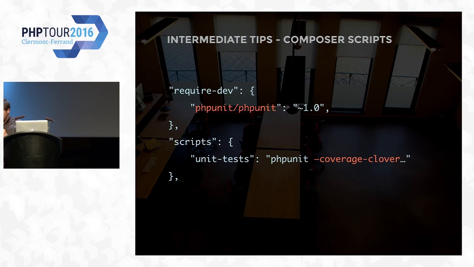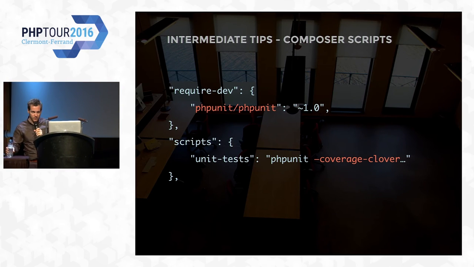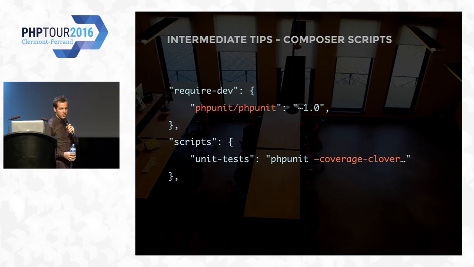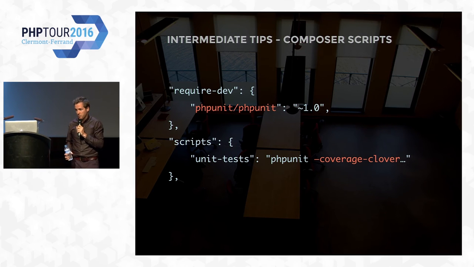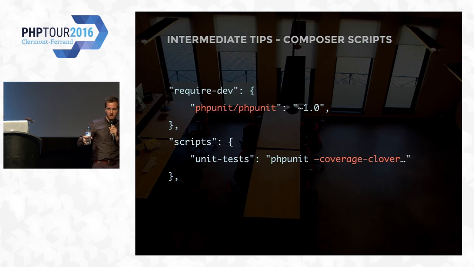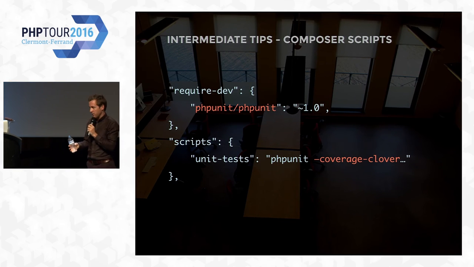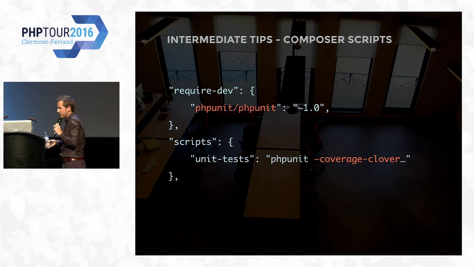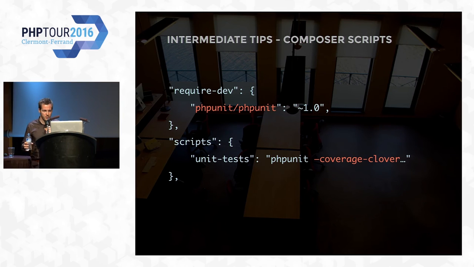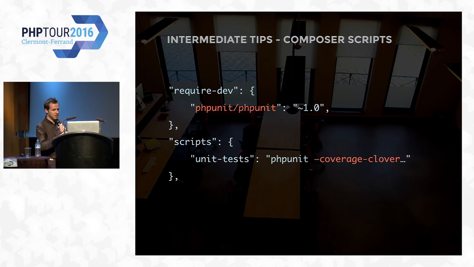You can actually add custom scripts to Composer. So inside the composer.json file, add to the scripts block a unit test script. And when you do composer unit-test, like you do composer require but with a different command, it will actually run PHPUnit and whatever options you add there. It's much shorter than adding all the options every time you run PHPUnit.